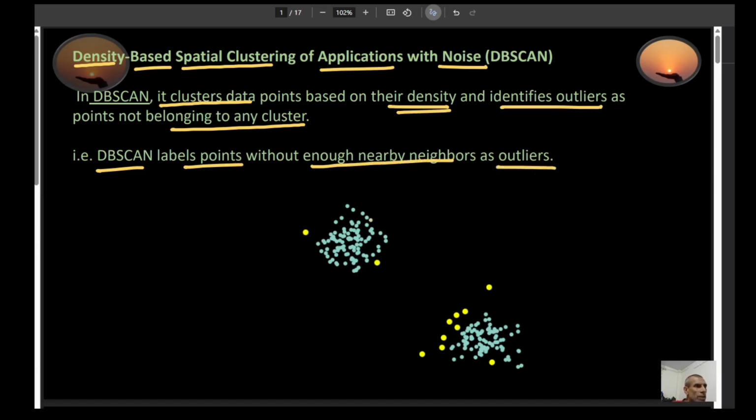outliers. So for example, let's take a look at this one. This one does not have enough neighbors. This one also does not have enough neighbors. Not enough, not enough, not enough. So these would be your outliers.